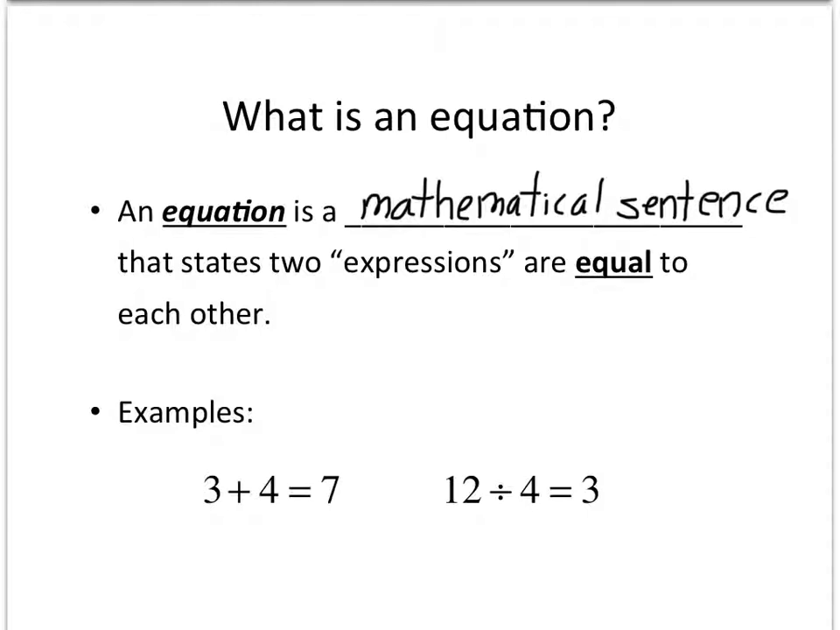So think of it kind of like an English sentence, but instead of there being words that tell a story, we instead have numbers that we're relating and calling equal to each other. So down here, I have some examples. I have two different expressions, 3 plus 4 and 7, and I'm claiming that those are equal because of our equal sign in the middle. And same over here, two different expressions, 12 divided by 4 and 3, and this is a mathematical sentence, and we're claiming that these are equal to each other by our equal sign.